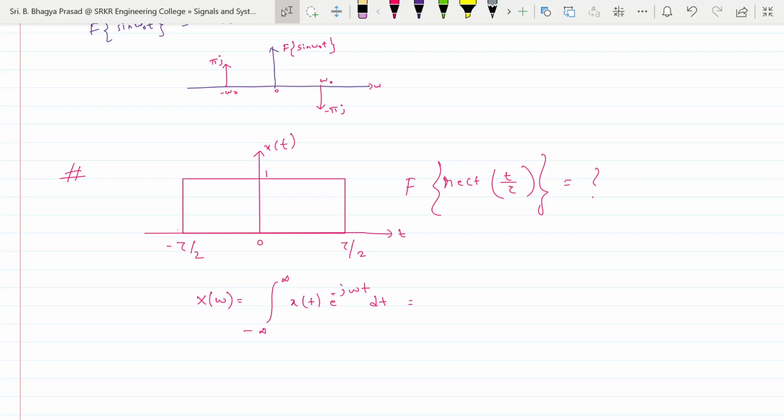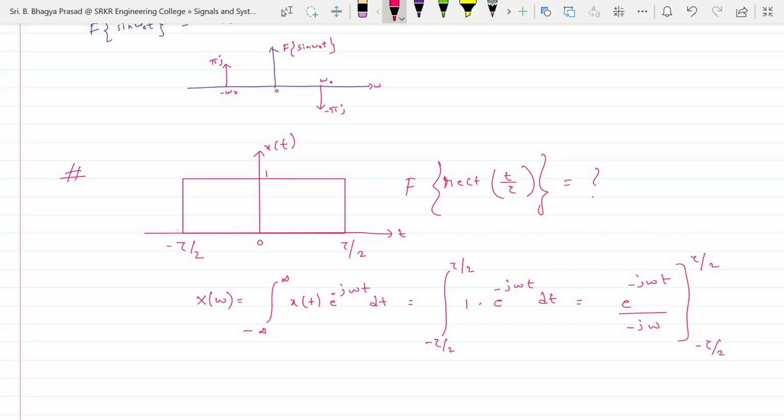You know that this pulse is from minus tau by 2 to tau by 2, so we are defining the limits of this pulse, and the strength is 1, and the remaining thing is e power minus j omega t dt. Okay, so the integration will be e power minus j omega t by minus j omega, from minus tau by 2 to tau by 2.